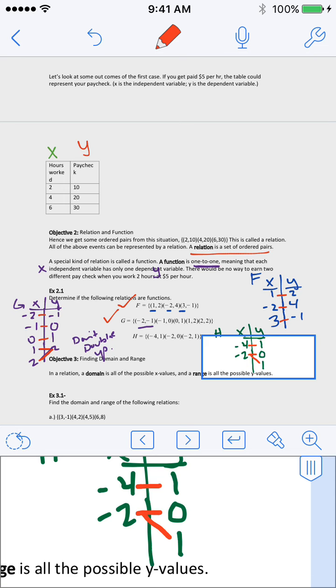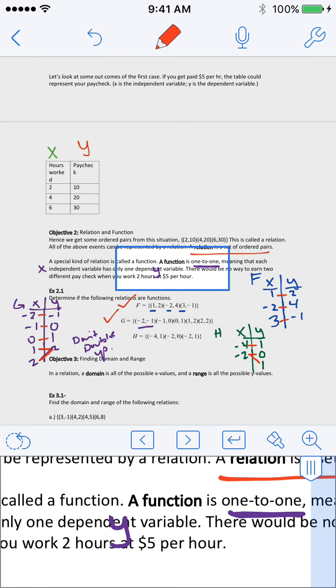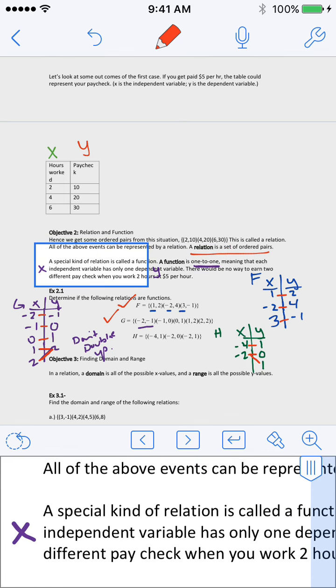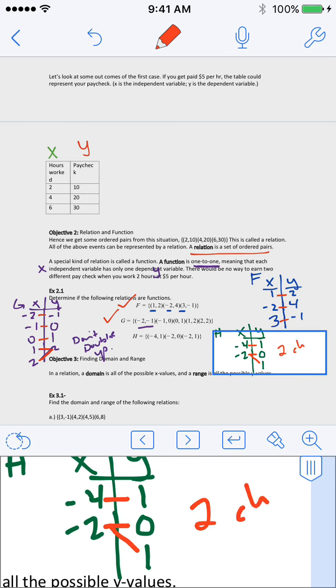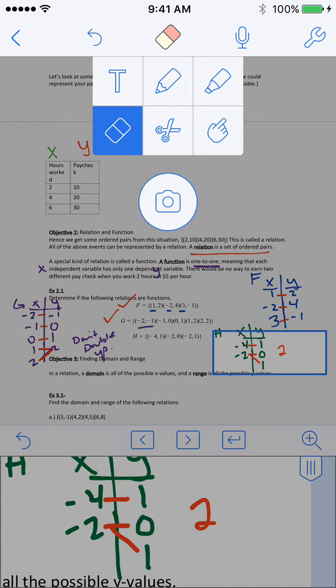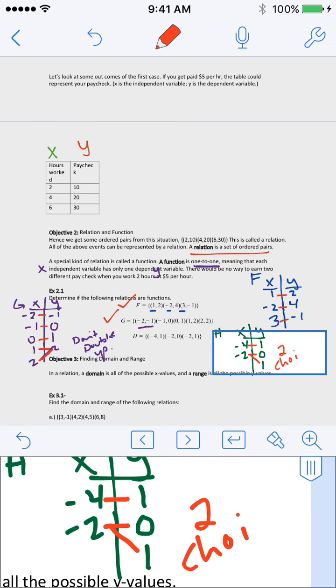So this is not a function. This means that there are 2 y's, 2 dependent variables for one x. For -2, you have 2 choices. So here's 2 choices. Let me erase that. 2 choices. And that's not a good thing. You don't want choices in functions.